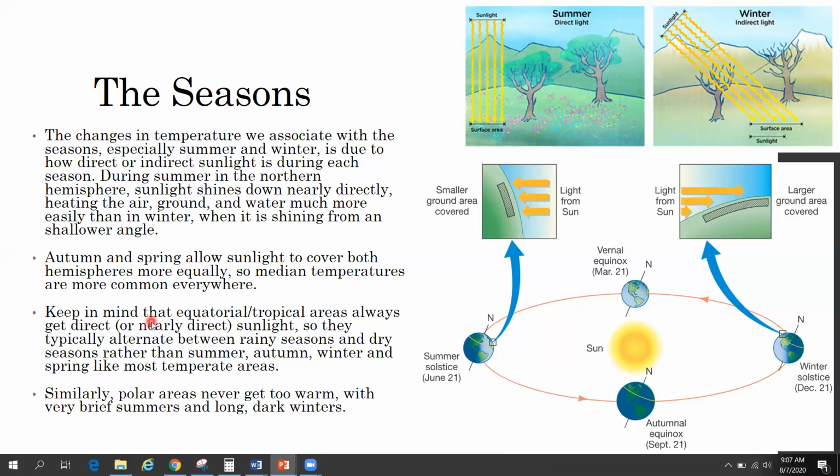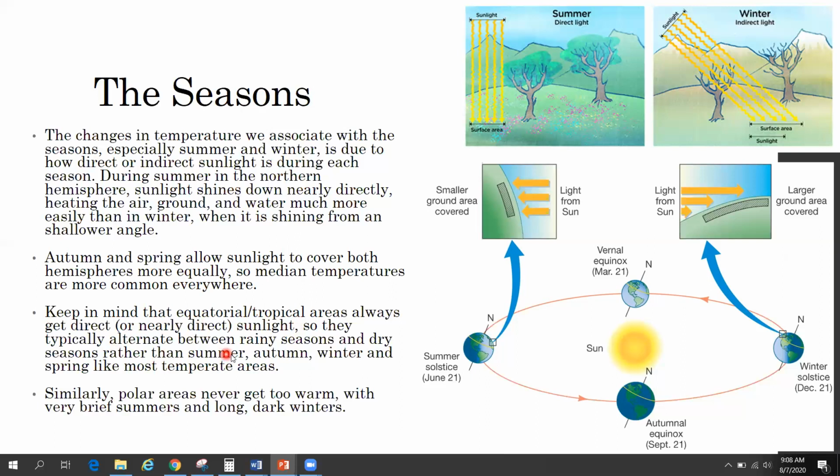Now, keep in mind, I've kind of been talking about this from our perspective as people who live in a temperate zone of the northern hemisphere. Different areas of the world get a little bit different experience based on how far they are or how close they are to the equator. So, like it says here, keep in mind that equatorial or tropical areas always get direct or nearly direct sunlight.